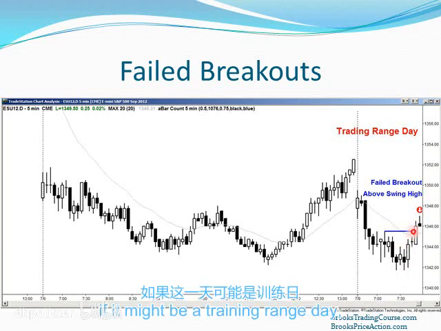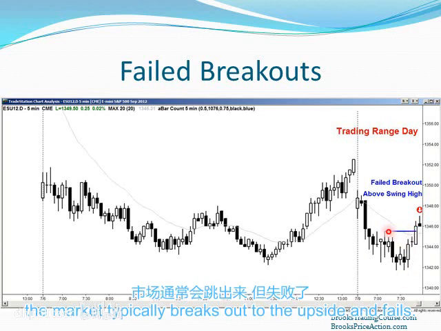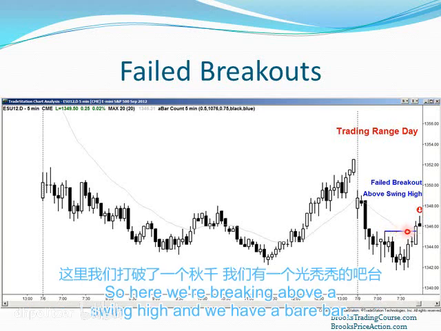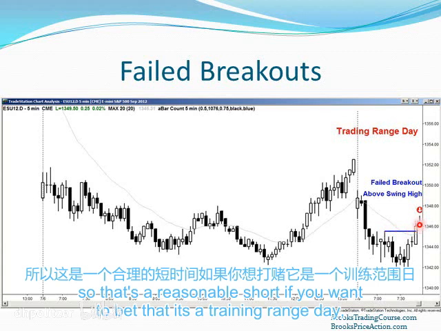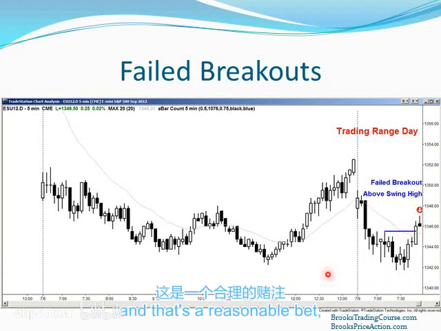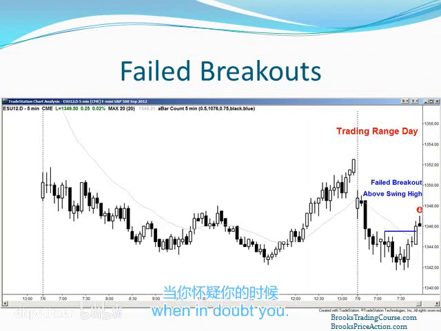Well, if it might be a trading range day, the market typically breaks out to the upside and fails. So here we're breaking above a swing high and we have a bear bar, so that's a reasonable short if you want to bet that it's a trading range day, and that's a reasonable bet. When in doubt, you wait.